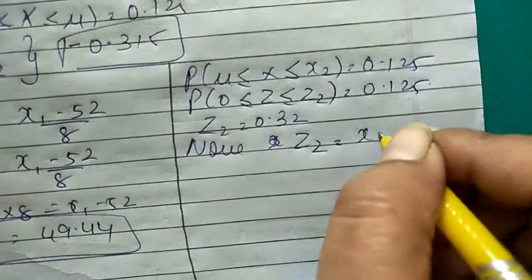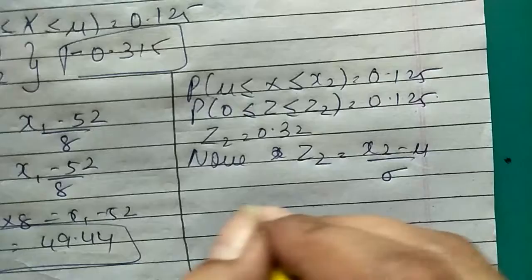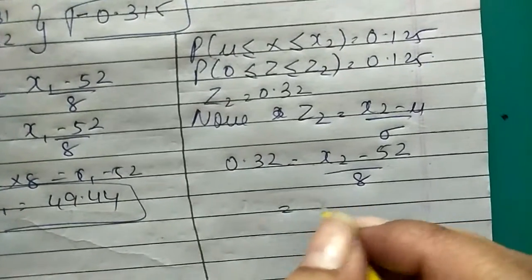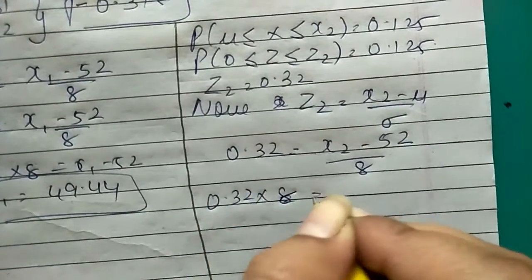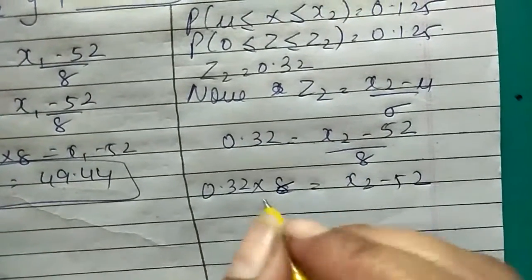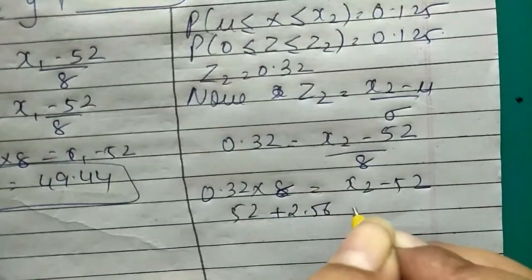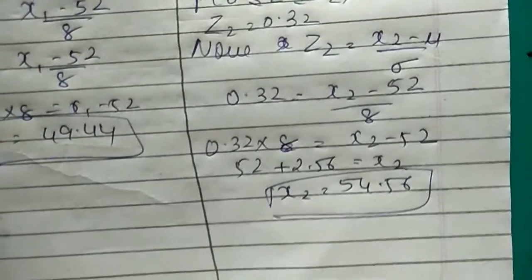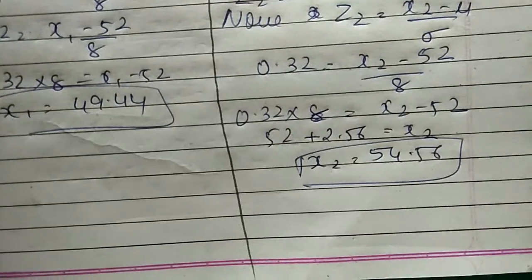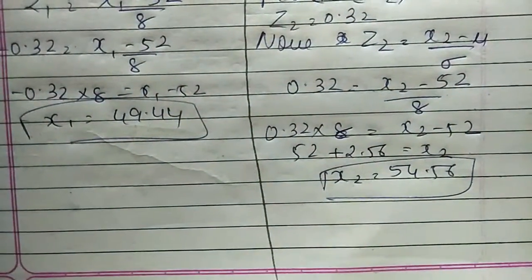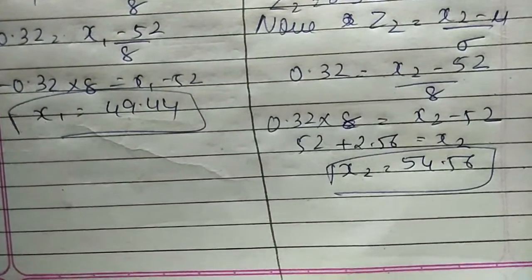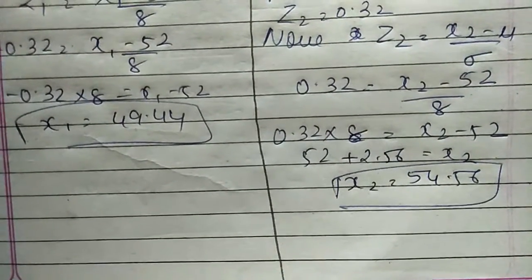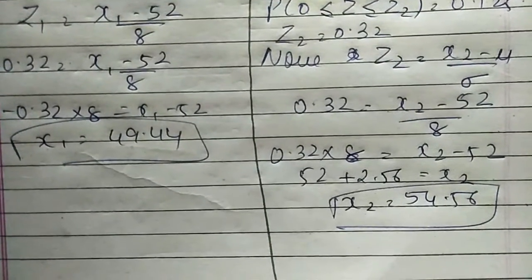So now z2 is equal to (x2 minus mu) upon sigma, that is 0.32 is equal to (x2 minus 52) upon 8. That is 0.32 into 8 is equal to x2 minus 52. So 52 plus 2.56 is equal to x2. So x2 is equal to 54.56. So hence the limits which include exactly the middle 25% of the observations of a normal distribution are 49.44 to 54.56, that is the middlemost value. Okay, so with this we complete our sum number 5.